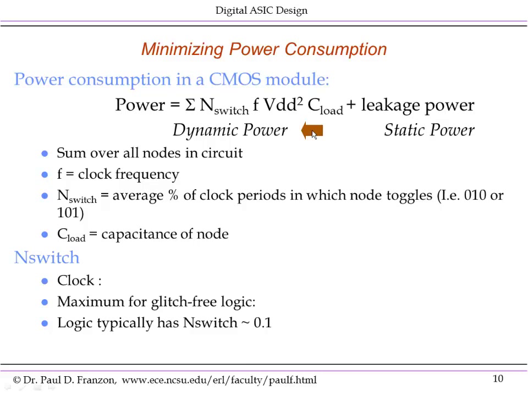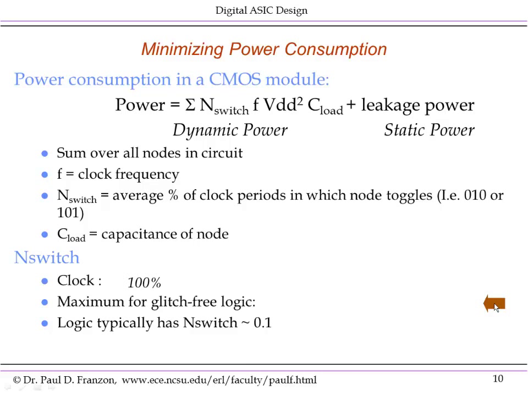The question is, most of this you can calculate from the layout of the circuit. Right? The layout of the circuit tells you what C load is at each node. You know the voltage, you know the clock frequency. So the question is, what is N switch? Unfortunately, that's a little harder to calculate. In fact, to get it accurate, you actually have to run a simulation. But let's look at some possible numbers here.